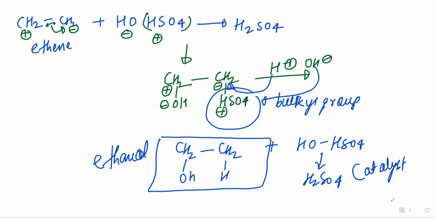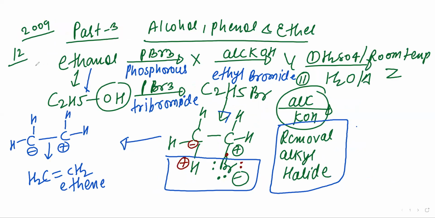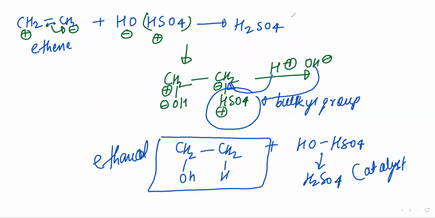So you can see the previous slide. This is your ethanol. We put phosphorus tribromide to form ethyl bromide, right? And after alcoholic KOH, it forms again a double bond, ethene. And when it reacts with sulfuric acid, here it forms a complex compound. After reaction with water, it forms ethanol again. So write this one, next part.